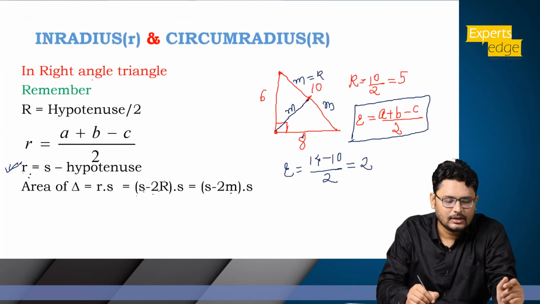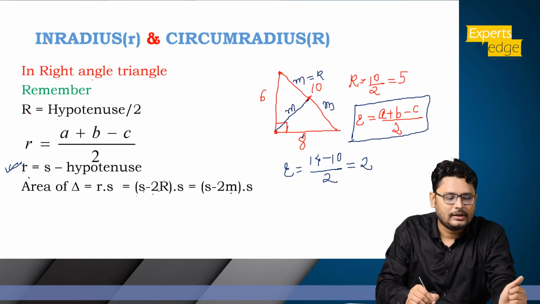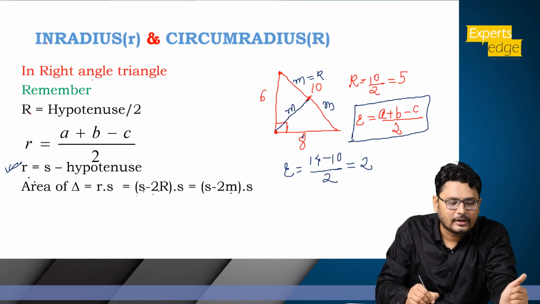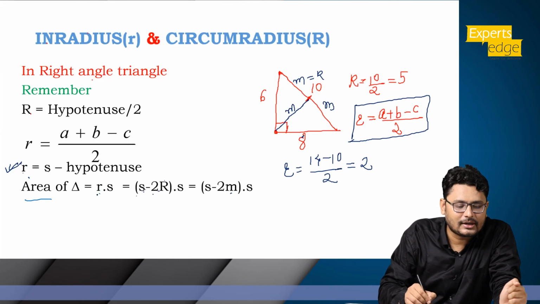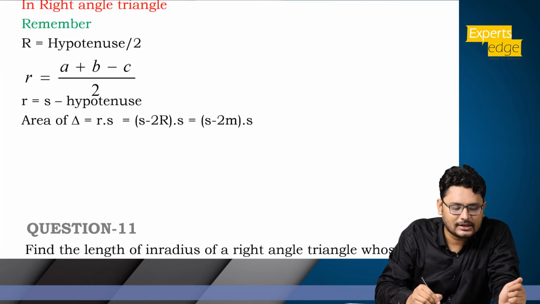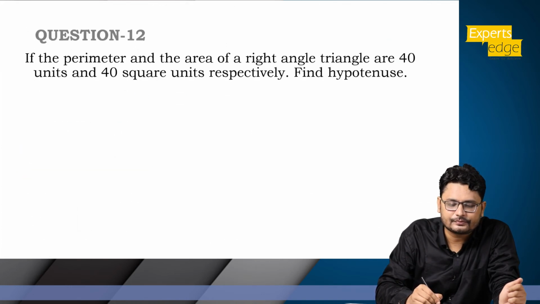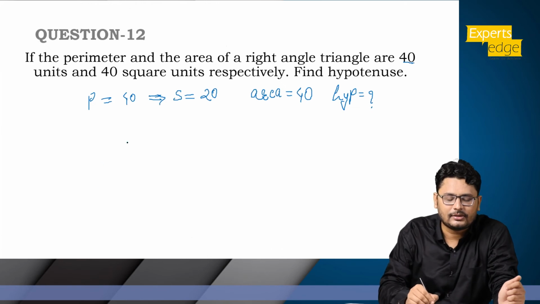Can you see this? He has area का formula होगा r into s, right, semi perimeter, and inradius is s minus hypotenuse. Okay, so what is he asking in this question is hypotenuse, right?